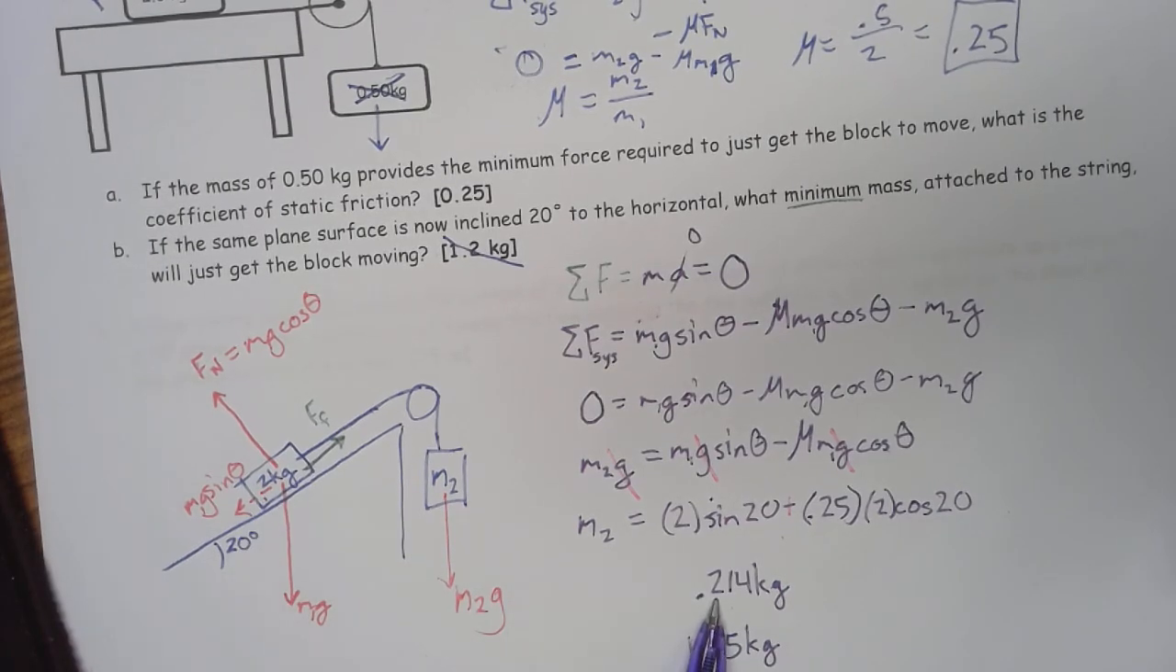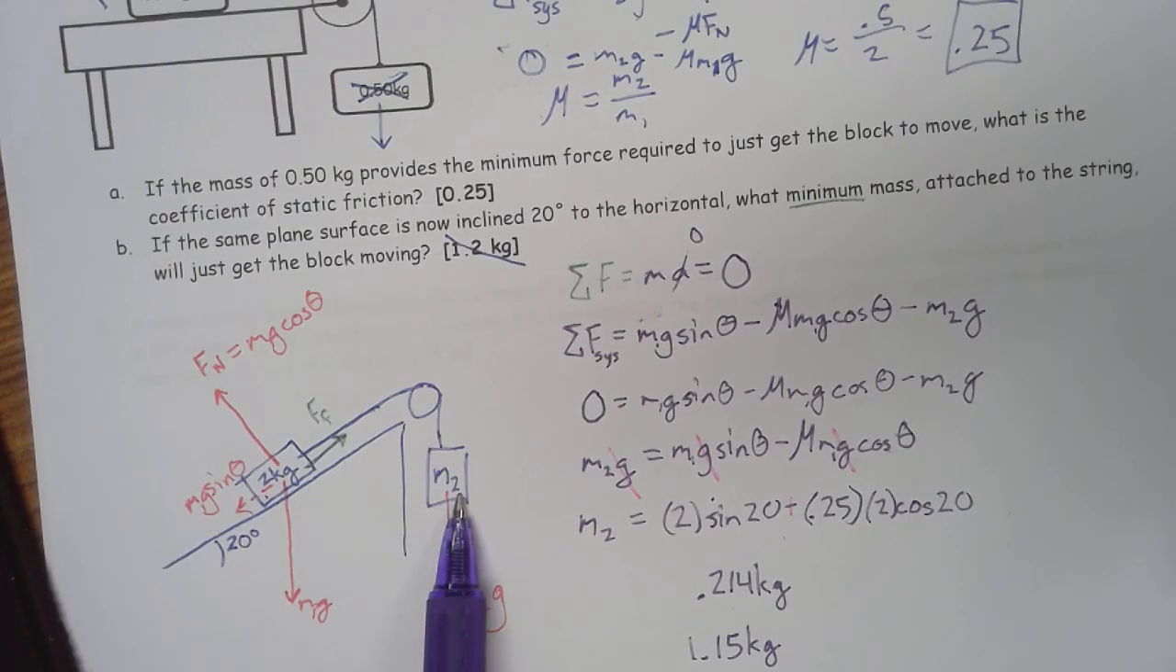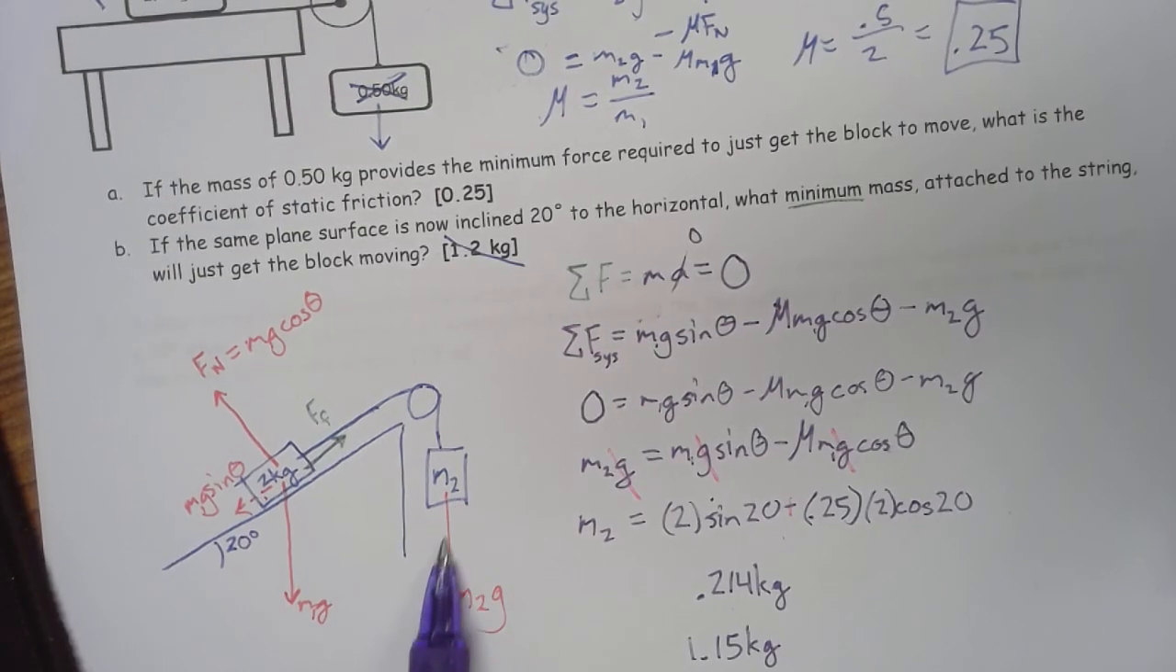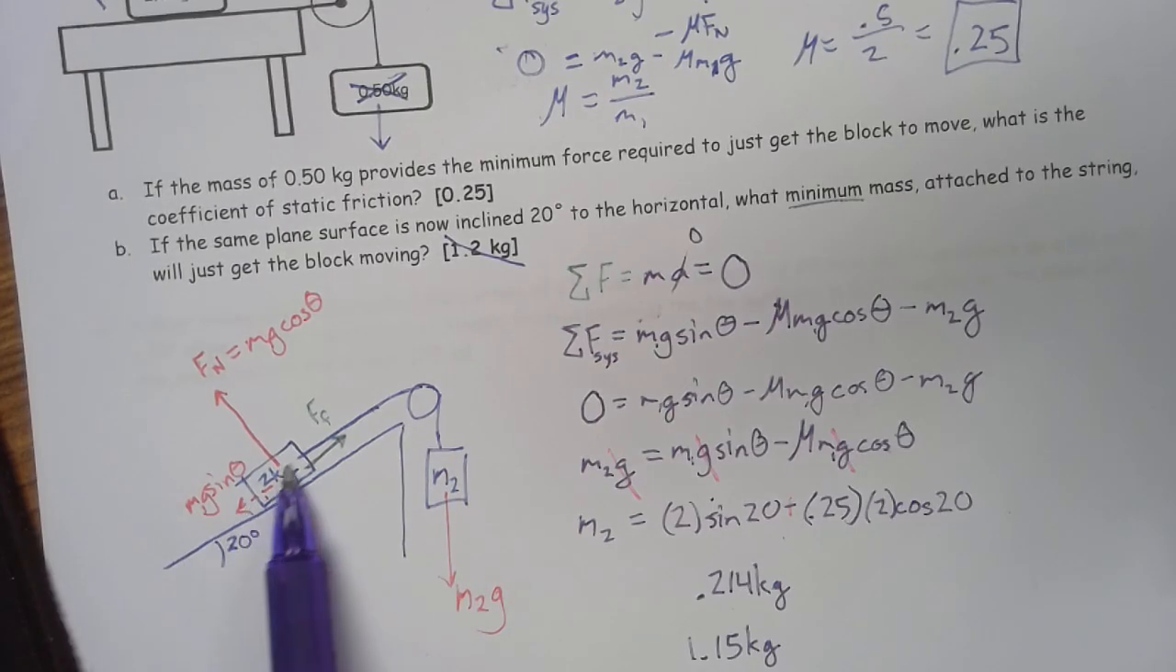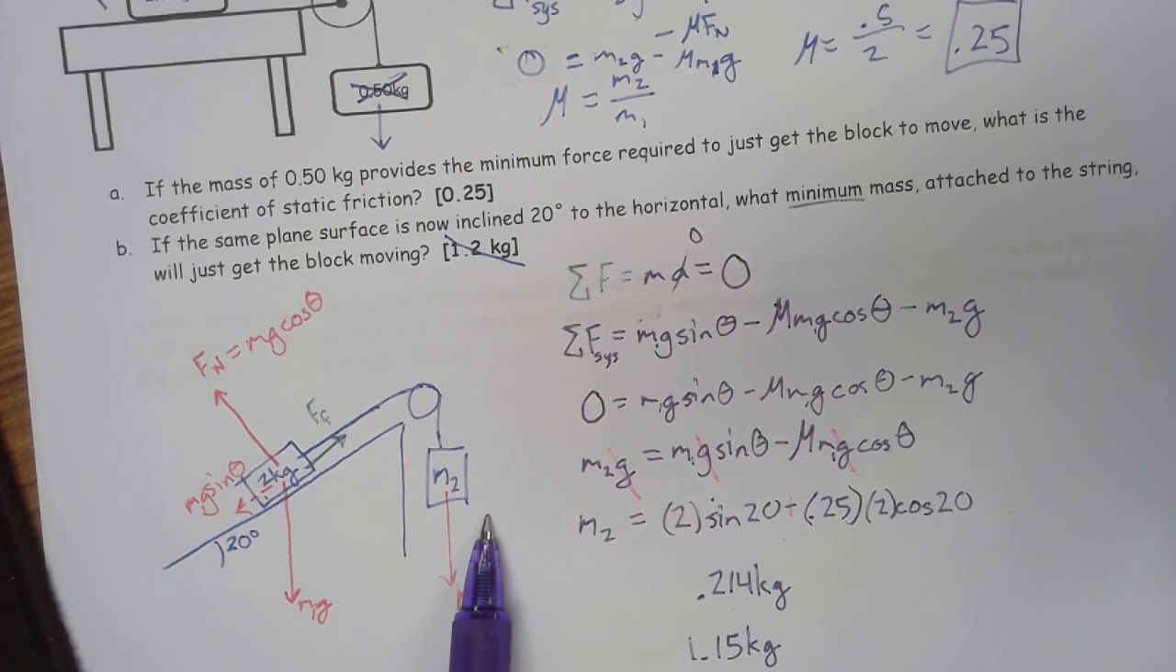Once we get to this mass of 0.214, it will stay still. As we increase this mass, it will stay still until we reach 1.15. And once we reach 1.15, this mass is now heavy enough to start pulling down. Instead of getting pulled up, it will pull down, and this mass will move up the ramp because this is too heavy. But it asks you for the minimum mass. And so within that range, now it makes more sense when we walk through it and have the actual values of what this range could be.